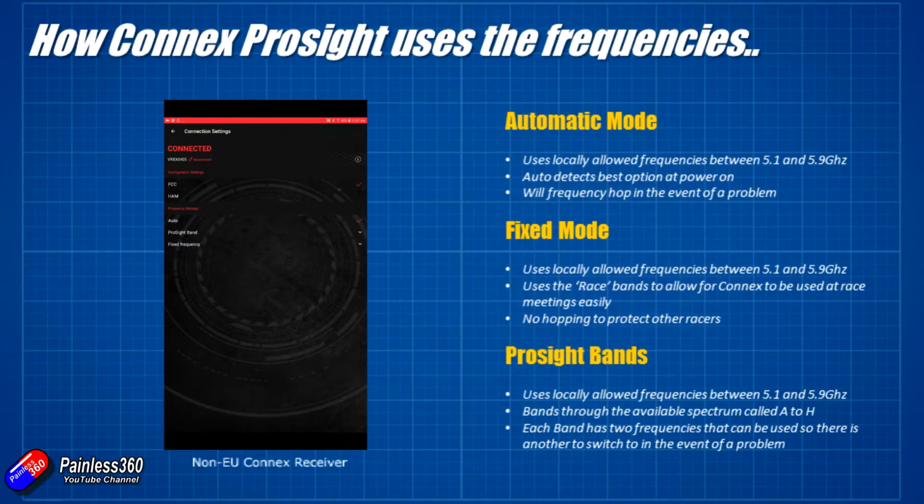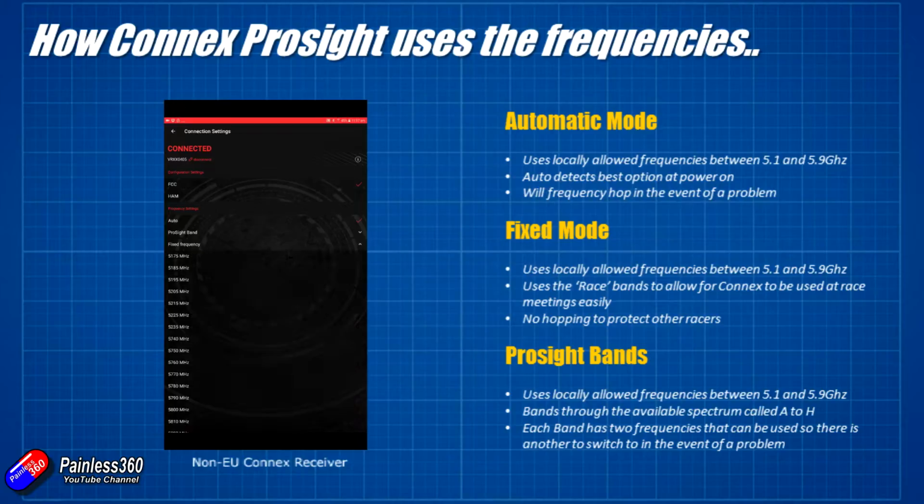The next one is fixed mode. This is where you actually get to choose the frequency that you want. It uses locally allowed frequencies, again in the 5.1 to 5.9 gigahertz band, but this time you choose the one that you want. There are a couple of options here. There are the individual frequencies themselves, and you can scroll through and pick one.